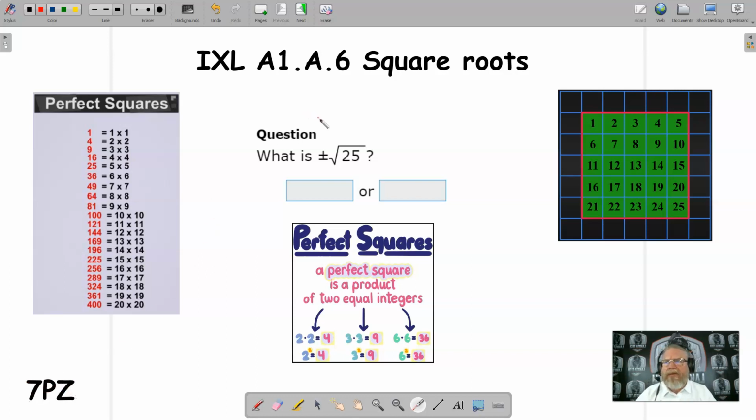Alright, square roots. What are square roots? So I have some graphics here to help us out on this discussion. The question says, what is plus or minus square root of 25? We'll deal with that plus or minus symbol in a moment.